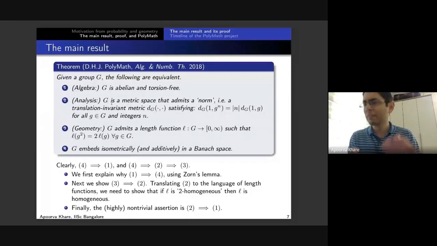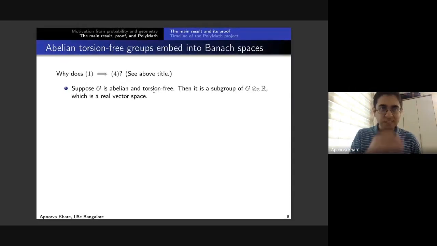So suppose I do have a left and right invariant metric on the group, which is also a norm. Why does that make the group abelian? The group is torsion-free also, I worked out clearly for you just now. So why is it abelian? Okay, so why does 1 imply 4? Meaning, look at the title. Why is every abelian torsion-free group embeddable into a Banach space?